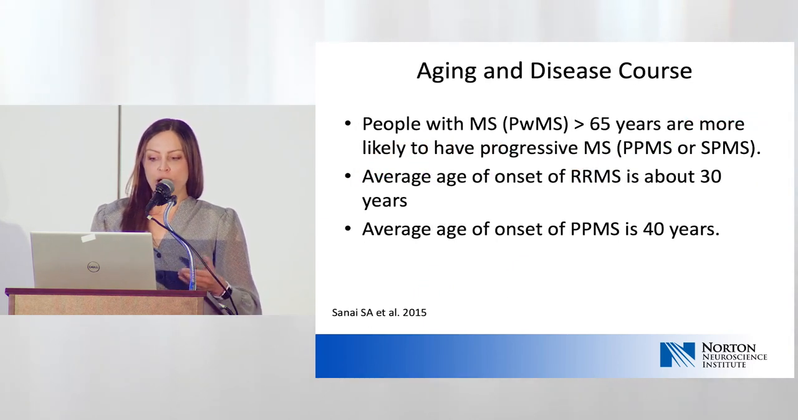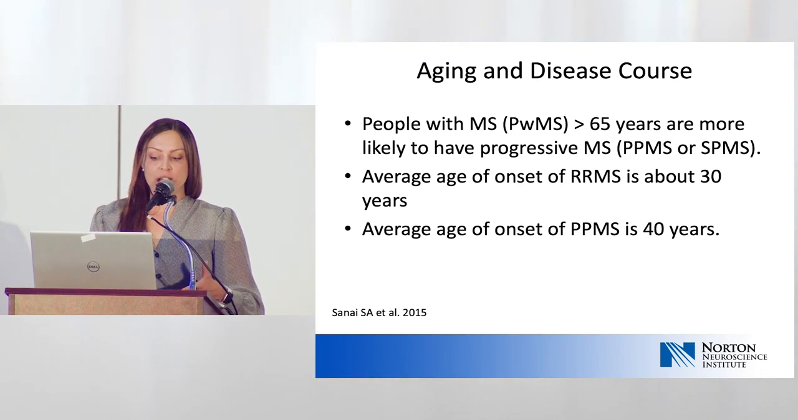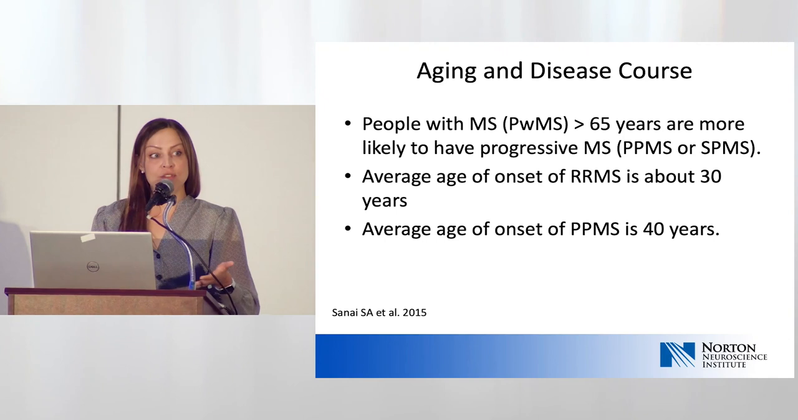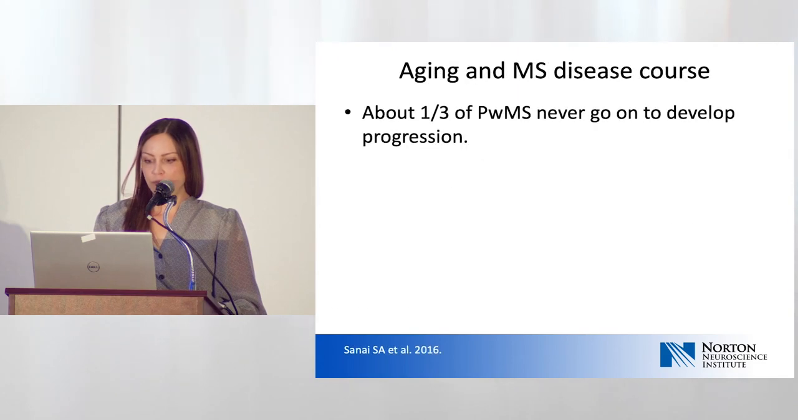So what do we know about aging and the disease course of multiple sclerosis? We know that people with MS over the age of 65 years are more likely to have progressive multiple sclerosis, so either primary progressive or secondary progressive multiple sclerosis. And we know that the age of onset for primary progressive multiple sclerosis is older. It's about 10 years older than for relapsing remitting multiple sclerosis.